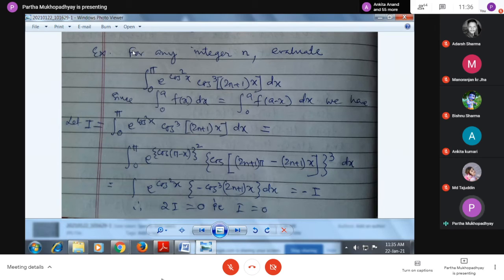So cos a cos b is again minus of cos of (2n plus 1)x. Minus of cos((2n plus 1)x), and that cube, that means minus 1 will be there. Minus of cos cube of (2n plus 1)x. And this minus will go outside. So that will be minus of I.